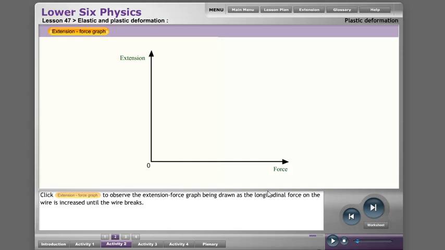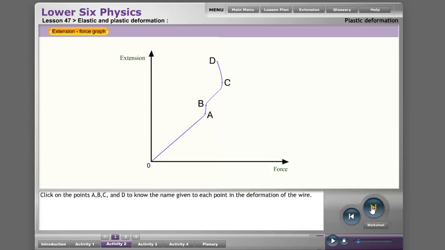Click Extension Force Graph to observe the extension force graph being drawn as the longitudinal force on the wire is increased until the wire breaks. Click on the points A, B, C and D to know the name given to each point in the deformation of the wire.